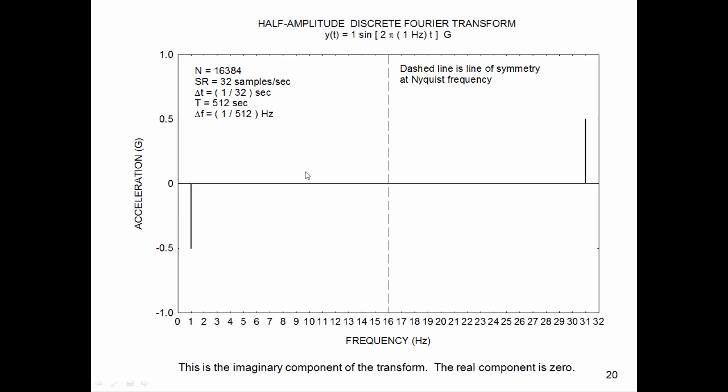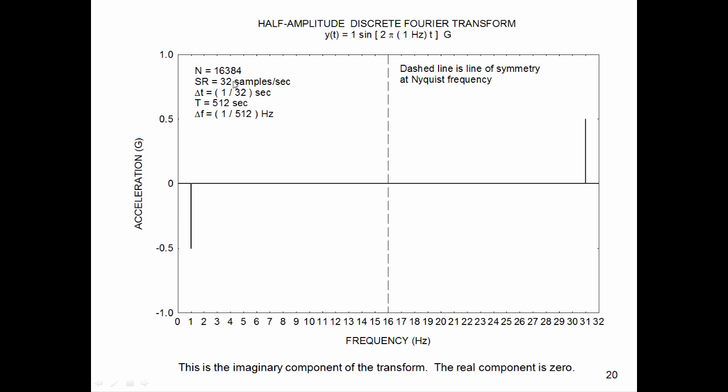Well, does this mean if this is our expected environment that our test article needs to undergo either in test or as field environment? If that's the case, does that mean not only do we need to design and test for 1 hertz, but we also need to design and test for 31 hertz? Is that what this is telling us? At first glance, it appears that that's the case, but the true answer is no.